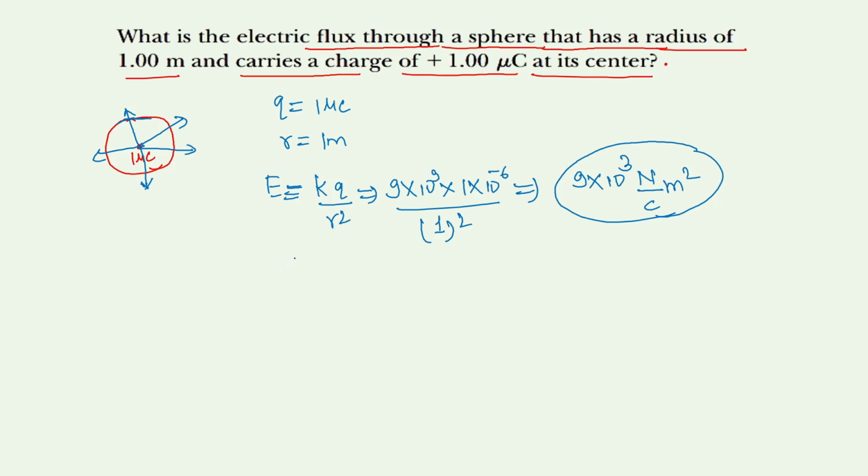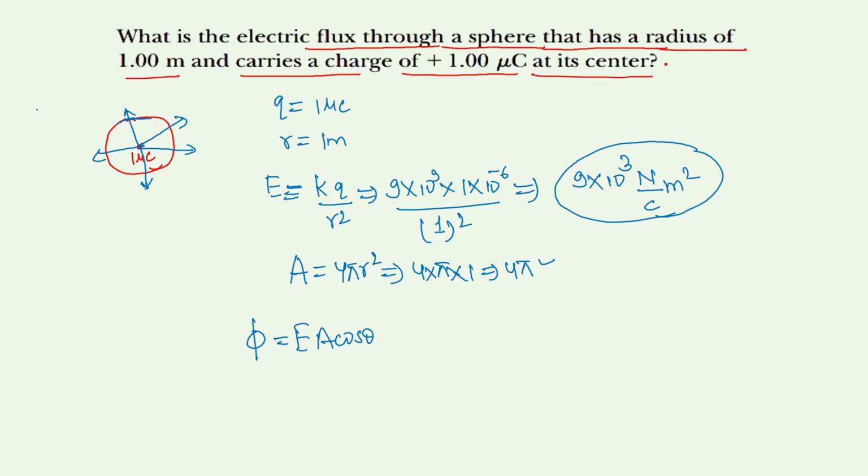In order to find the electric flux, we need to determine the surface area of the sphere. The surface area of the sphere is given by 4 pi r square. So it is 4 into pi, and the radius is 1 meter, so it is equal to 4 pi. So the flux is E A cos theta.